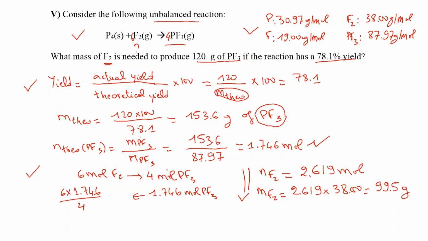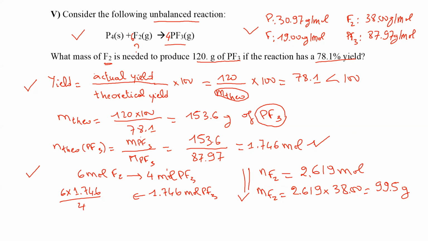So do you see the logic? Yes, so you have 99.5. If you use the stoichiometry, you should produce 153.6 grams. But the reaction has a yield which is lower than 100%. So not everything is transformed to PF3. Only some of it is transformed to PF3. And we know that that is actually 120 grams.